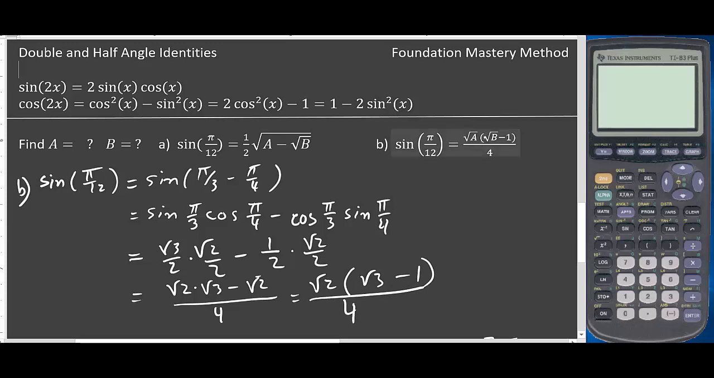Now if you compare with these, you can see that your a is 2 and your b is 3, because a is inside the radical sign and b is also inside the radical sign. So we got our a and b. We just want to verify our results from both.